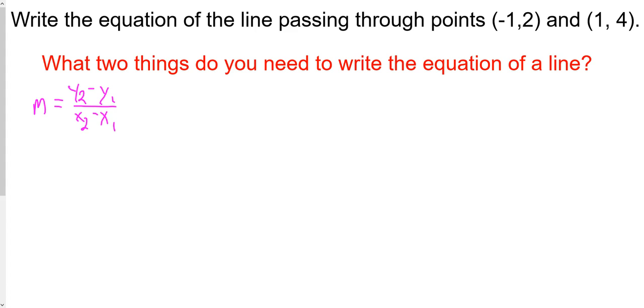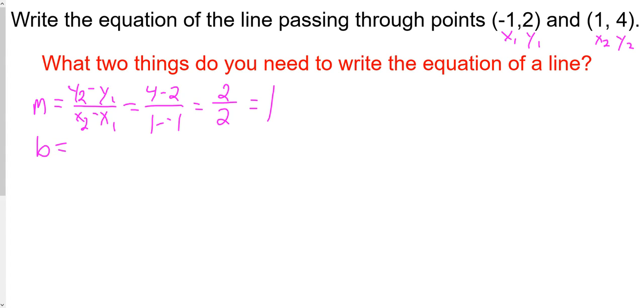So if I label my points as x1, y1, and x2, y2, on top I'm going to subtract my y's, so I'm going to take 4 minus 2 on top, and on bottom I'm going to take 1 minus negative 1. So I end up with 2 over 2, which is a slope of 1. The other thing that I need to do is find my y-intercept.